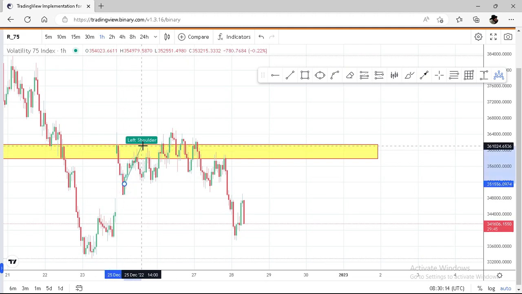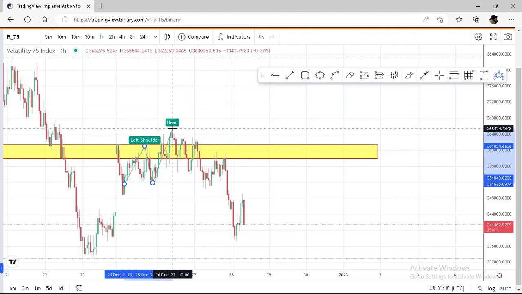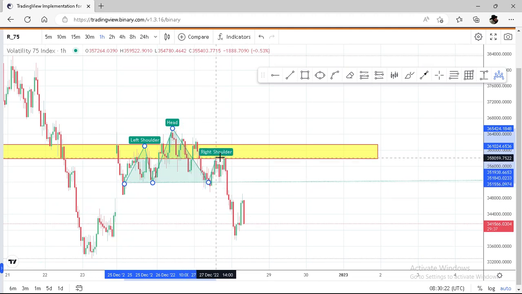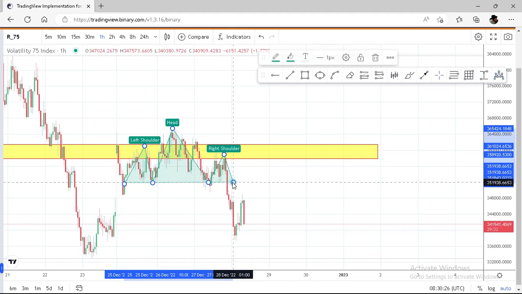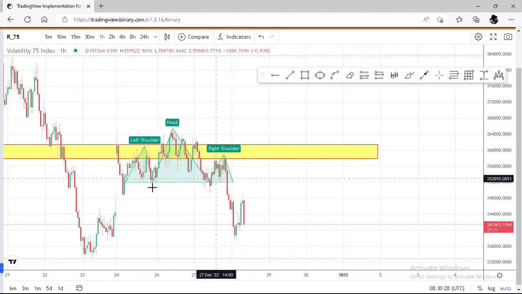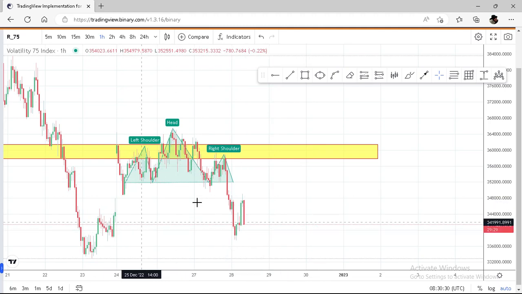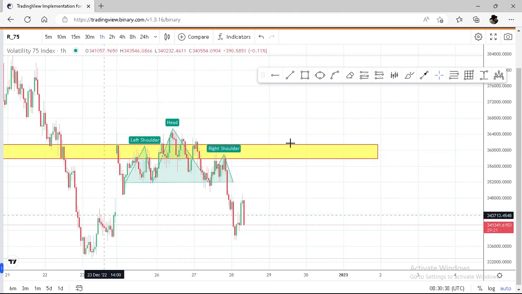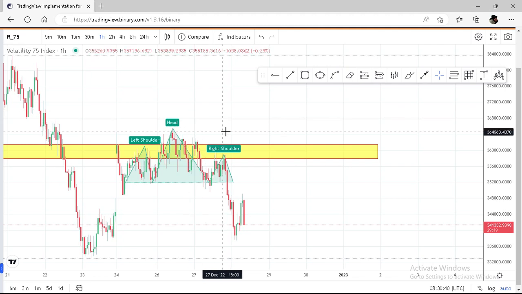So we have a shoulder here, then we form the neckline. This is our head, then we have another neckline. This is another shoulder, the right shoulder. This is in completion, this is what we have here. And this is what you call a lower high. As you can see, it's a lower high.